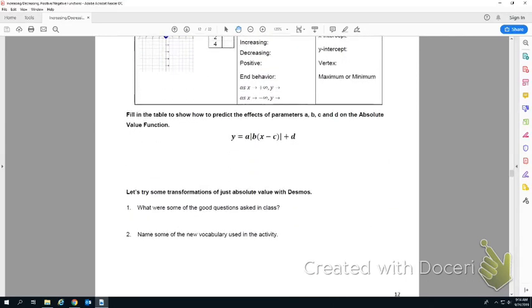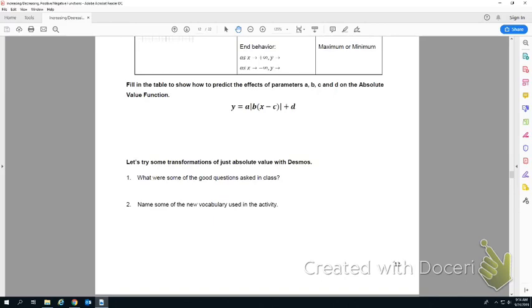Okay, so let's go through these transformations. Your d value, which two directions does the d value move the graph? Up or down? And is that with the sign or opposite the sign? With the sign. Plus is going to go up, minus is going to go down. Next, let's go to the front, talk about the a value. Is this going to be the vertical stretch and compress or the horizontal? Vertical.